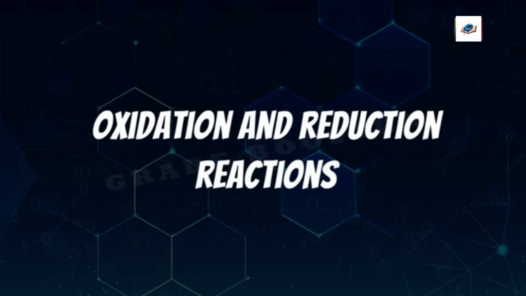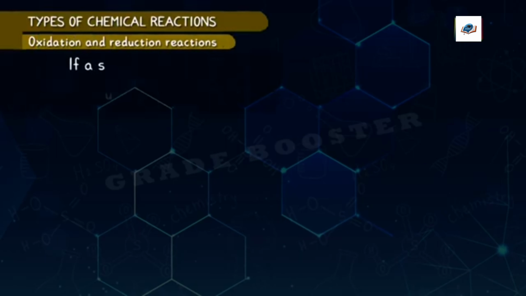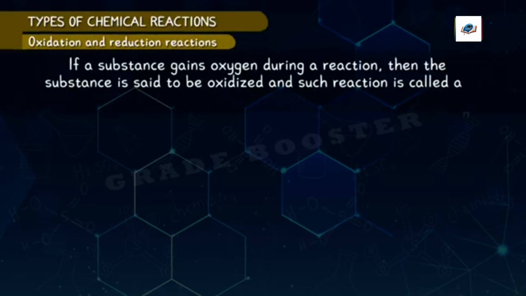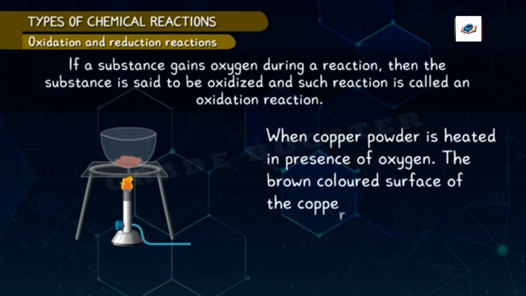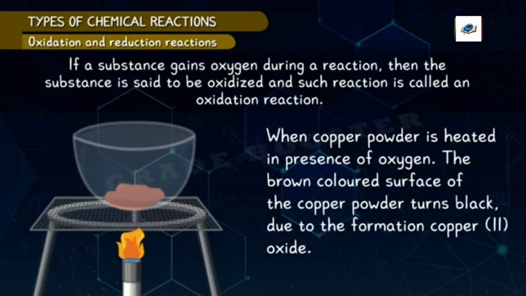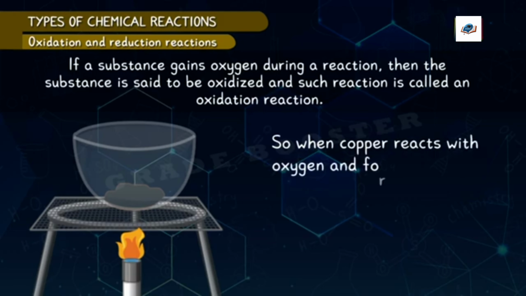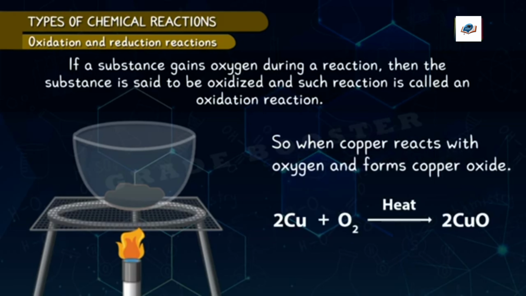Oxidation and reduction reactions. If a substance gains oxygen during reaction, then the substance is said to be oxidized, and such reaction is called an oxidation reaction. For example, when copper powder is heated in presence of oxygen, the brown colored surface of the copper powder turns black due to the formation of copper 2 oxide. So when copper reacts with oxygen, it forms copper oxide.